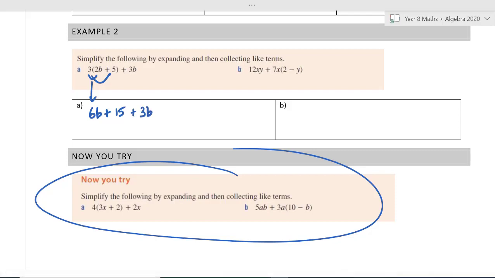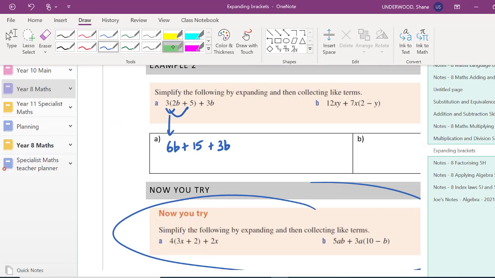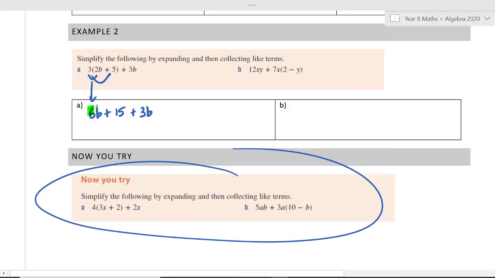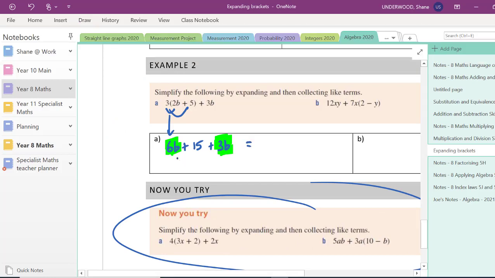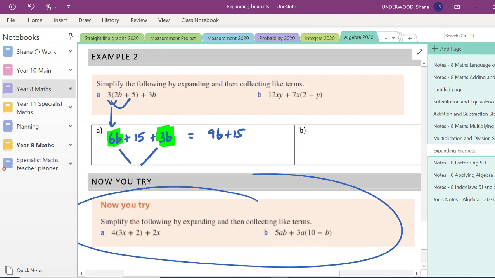We have 3b and the 6b. If I've got 3 bananas and I have 6 bananas, I can collect those like terms and I have 9 bananas. Which means that we need to simplify that. So we write 6b and 3b is 9b plus 15. That's our answer.